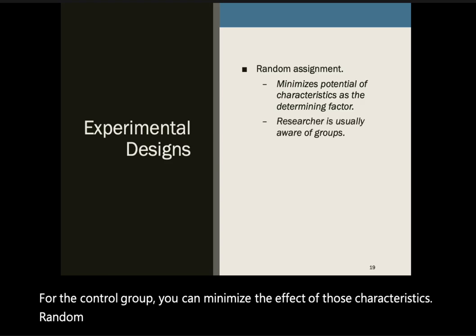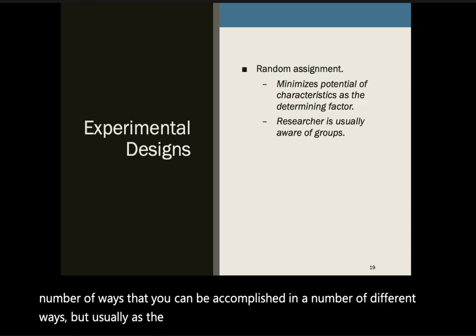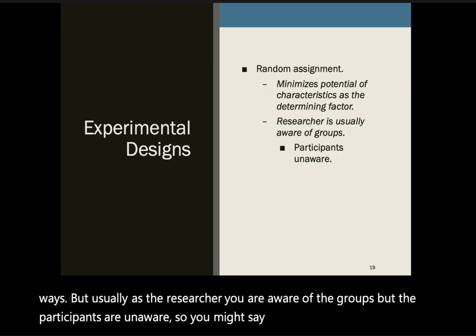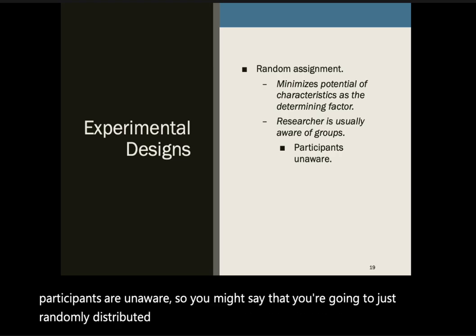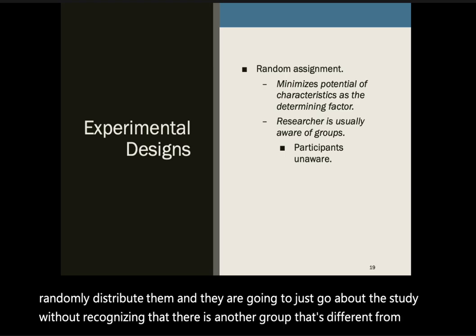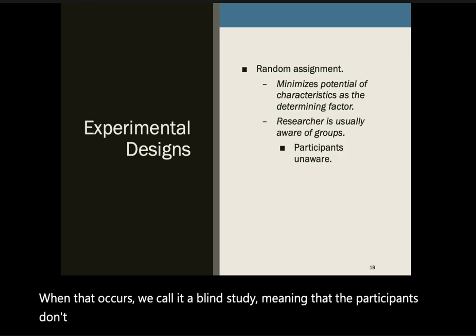Random assignment can be accomplished in a number of different ways. But usually as the researcher, you are aware of the groups, but the participants are unaware. So you might say that you're going to just randomly distribute them, and they are going to just go about the study without recognizing that there is another group that's different from them. When that occurs, we call it a blind study, meaning that the participants don't know which group they're in.